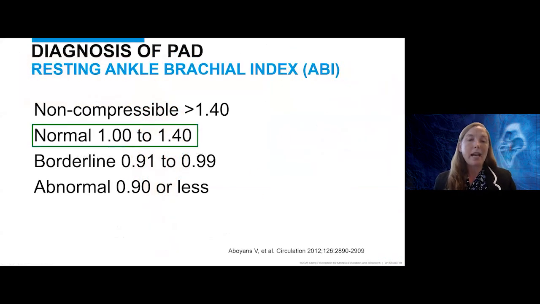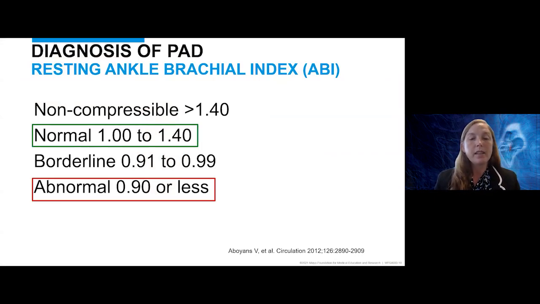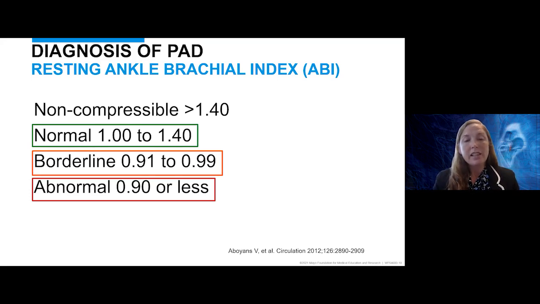And a normal ABI is going to be between 1 to 1.4. Abnormal is going to be 0.9 or less. And then you'll see you have this borderline category here, 0.91 to 0.99. And we'll talk in the CVBR talk on PAD more specifically about the role of exercise testing, where you have somebody walk on a treadmill or do calf raises and then recheck the ABI, particularly for that borderline category.